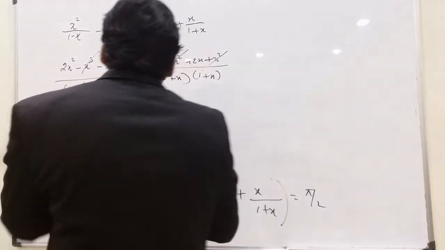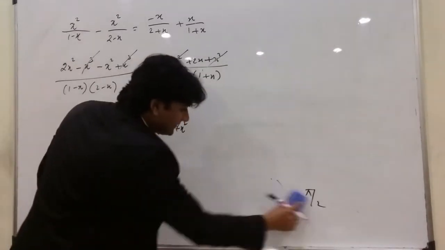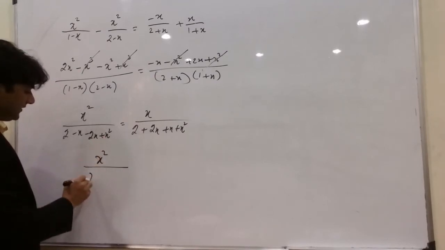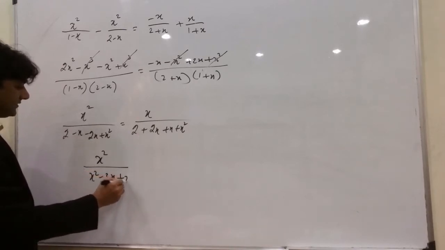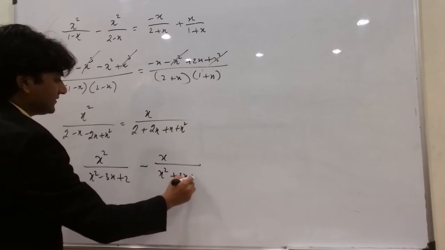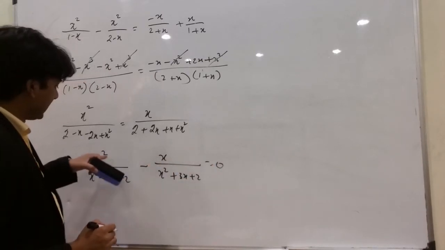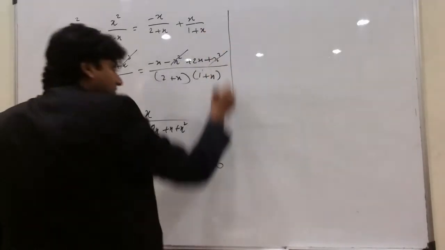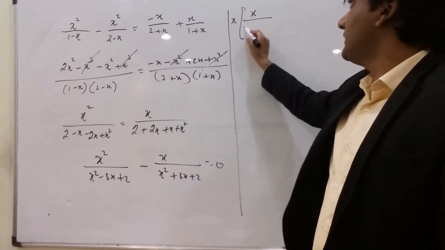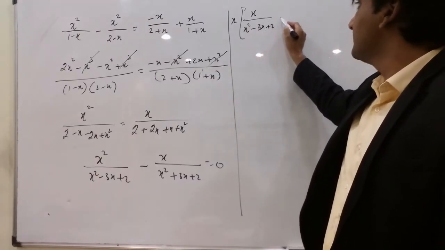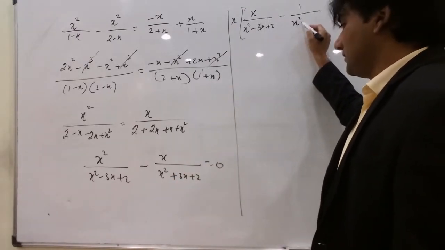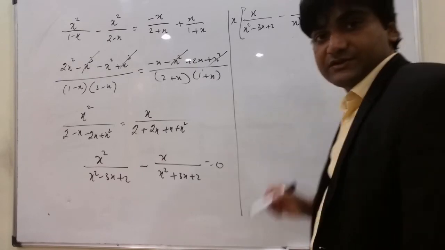I will take this to the left side. Then what will I get? Then I will get x square over x square minus 2x minus 3x plus 2, and I will take minus x to the left side: x square, 2x plus x is 3x, plus 2 equal to 0. And I will take x common. So now take x common here. So I will get x over x square minus 3x plus 2 minus 1 over x square, because already I have taken x. So this is x square plus 3x plus 2 equal to 0.